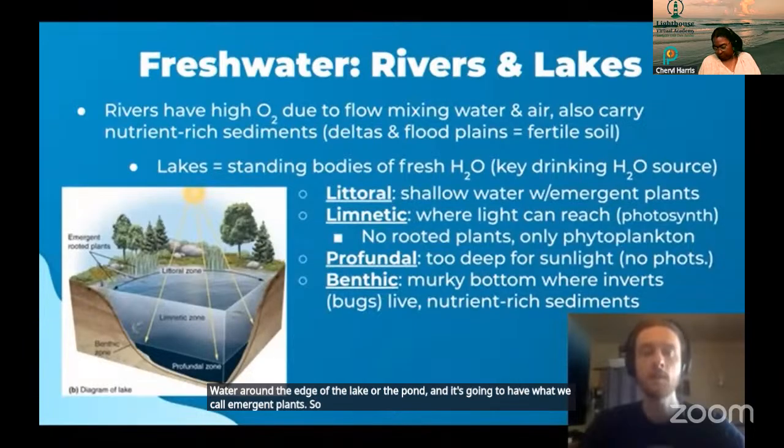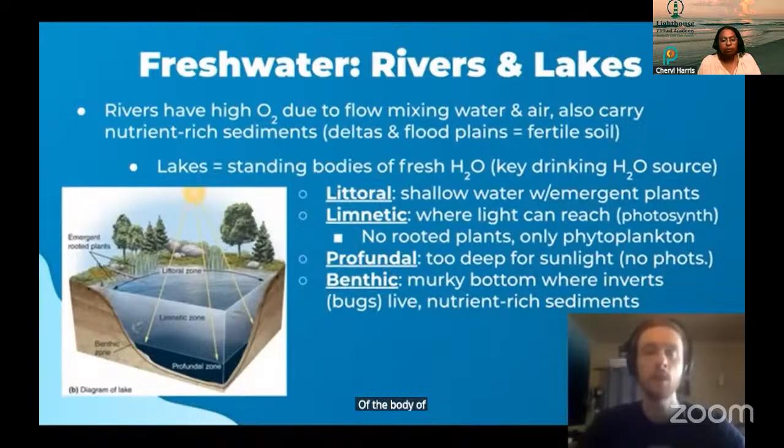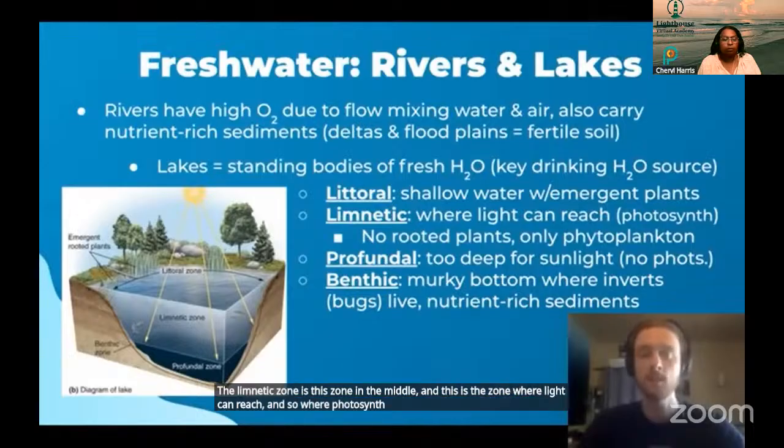So these are things like reeds and cattails, where the roots of the plant are embedded in the bottom of the body of water, but then most of the plant extends up out of the water. The limnetic zone is this zone in the middle, and this is the zone where light can reach, and so where photosynthesis is able to take place.